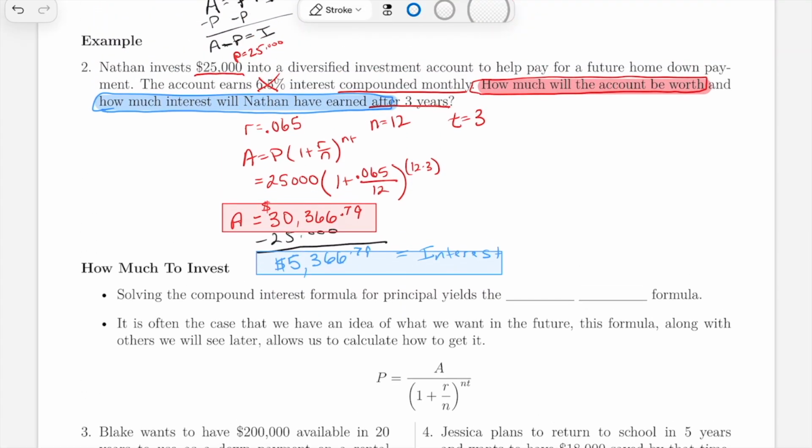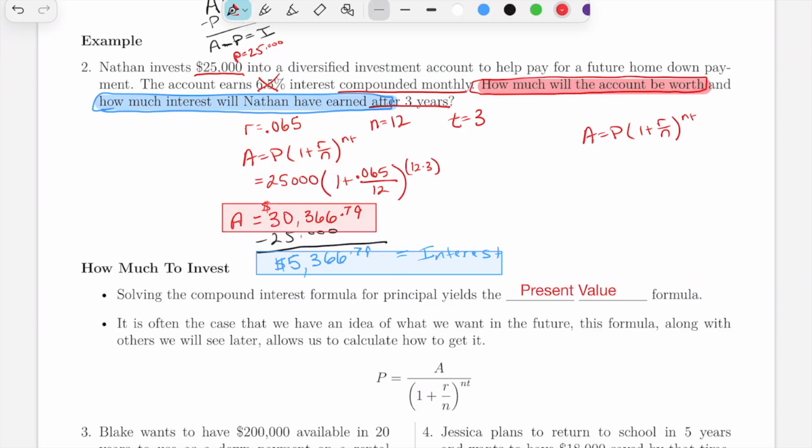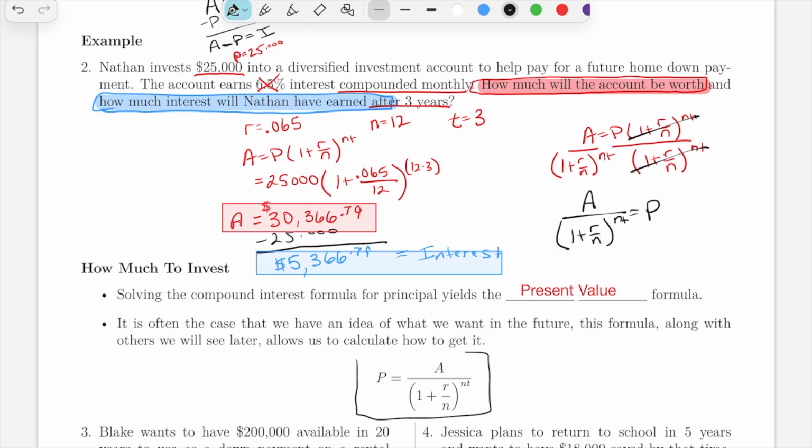Solving that compound interest formula that we've been working with, again, that compound interest formula is just this formula here. Solving that formula for the principal is going to yield what's called the present value formula. Let me just do that real quick. If we take that formula and copy it over, and now if I work on solving for P by dividing both sides by 1 plus R over N to the NT power, we get the present value formula. And you can see that's the same thing that we had down here. I just wanted to show you how it was derived.